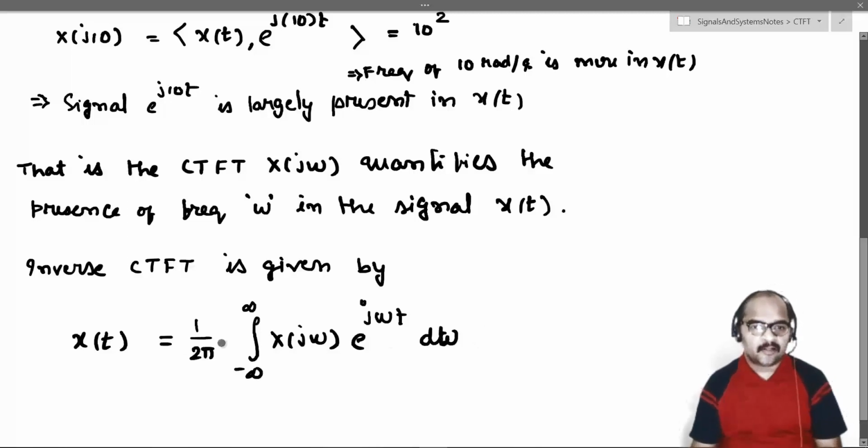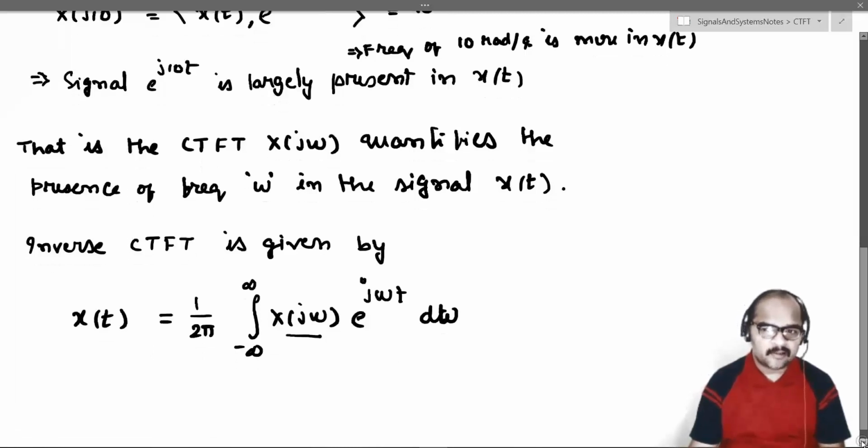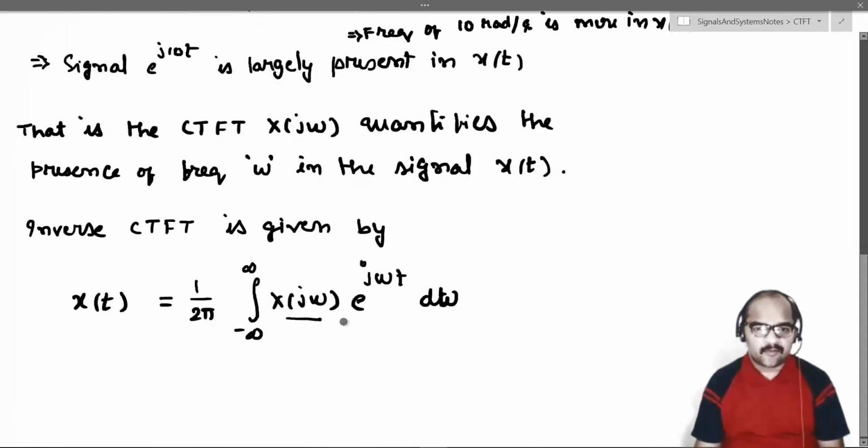So this we call the inverse Fourier transform. So clearly, given the Fourier transform x of j omega, you are getting back the signal x of t. But if you look at this equation a little bit carefully, what does it say here? This is again looking like a linear combination of complex exponentials. But what linear combination? It is a continuous linear combination.